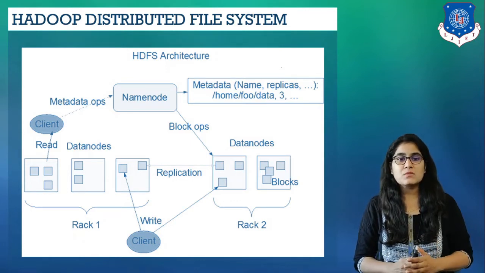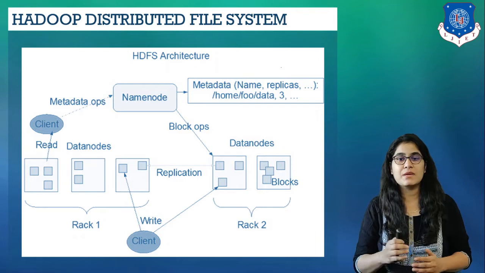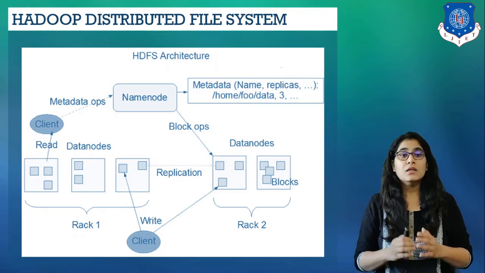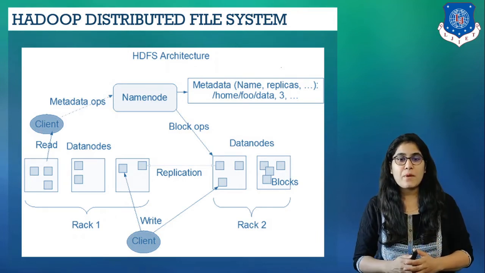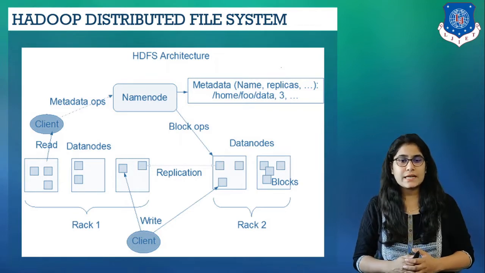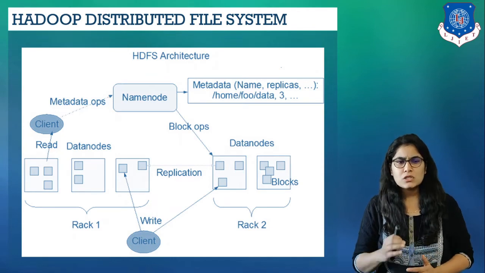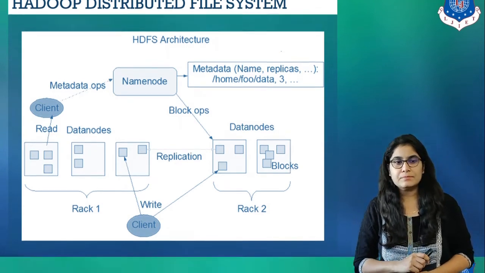Name node manages modification to file system namespace. These are actions like opening, closing, and renaming files or directories. Name node also keeps track of the mapping of blocks to data nodes. The data node serves read-write requests from the file system's client. Data node also creates, deletes, and replicates blocks on demand from name node. So let's discuss name node in detail.